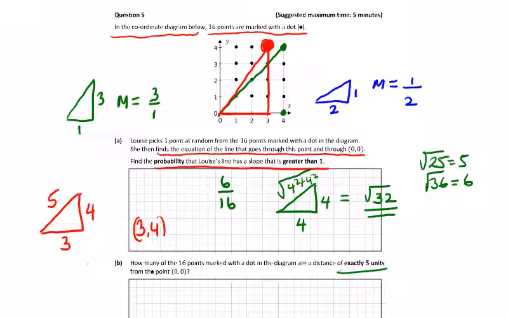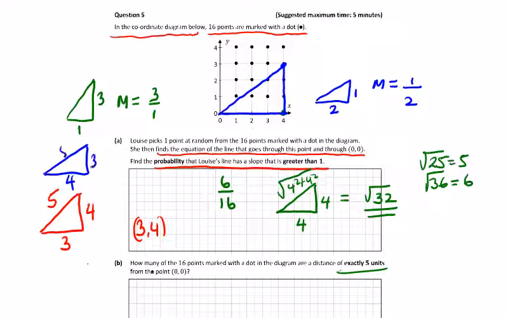Let me get rid of these lines and we'll do another one. So we went out 3 and up 4. What about out 4 and up 3? This one here is also going to be 5 away. You can see we've gone out 4 and up 3, so this line will be 5 as well. So it's only 2 of the points, this one and (3, 4), this one. So 2 is the answer here.